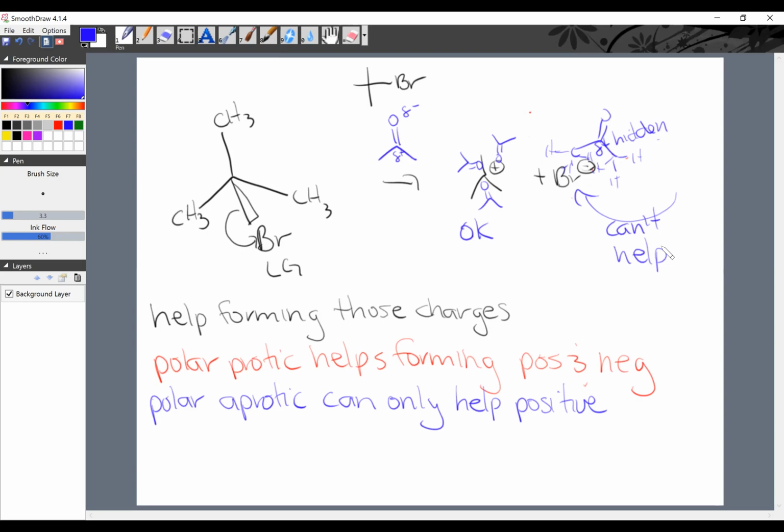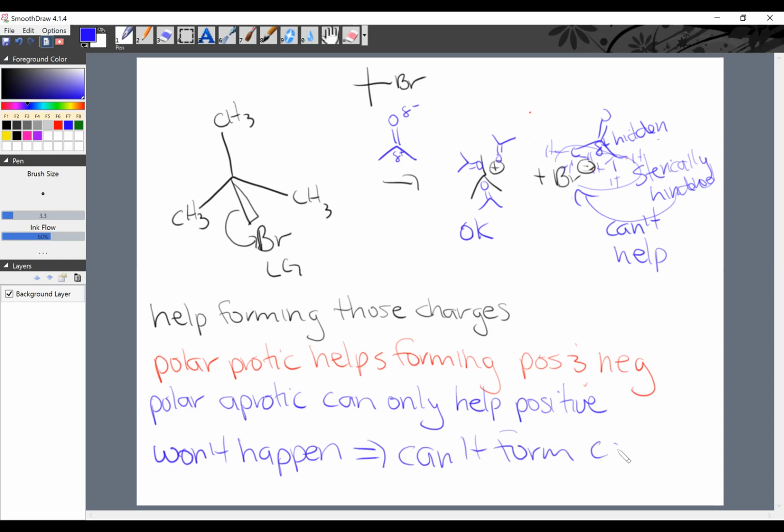Well, nature, there's only two answers to organic chemistry. It's either sterics or electronics, and this technically is both, but do you see this is sterically hidden, sterically hindered? And so it can't help the negative. And if you can't help the negative, that carbocation can never form because the negative won't come off. So it won't happen. Okay. If you can't help stabilize the two pieces that are the products, then the reaction's not going to happen. So polar aprotics can't form carbocations very easily because they can't help stabilize the leaving group.